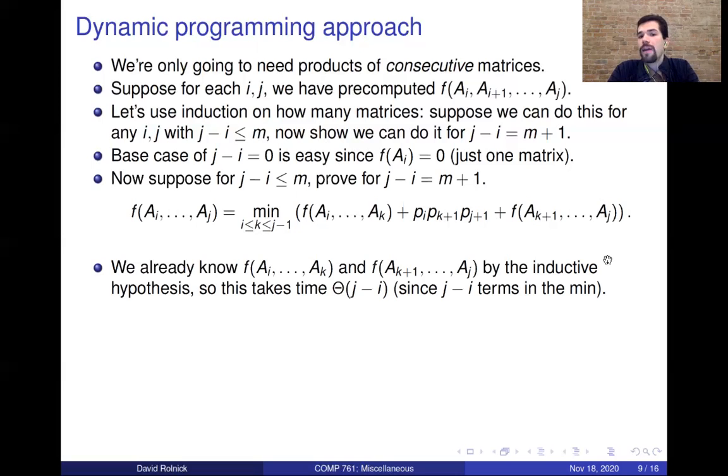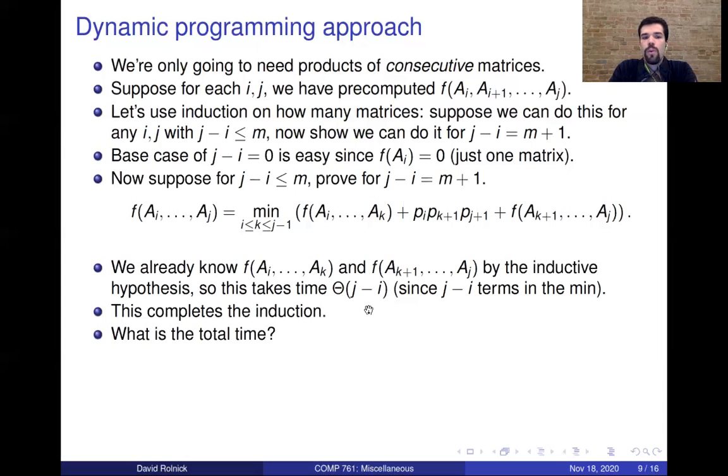So the only thing that we have to do is take the min over all of these things. And how many things are there? Well, there are j minus i choices of k, j minus i choices of where to split it. So the overall time is theta of j minus i, because we pre-computed these. So that finishes the induction. We know how to do it. But let's work out how long it takes us.